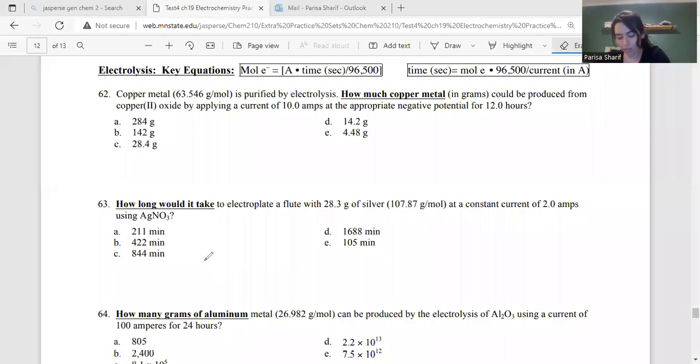Hey guys, so we're going to be doing some electrolysis problems. So let's start with the one up here. It says copper metal is purified by electrolysis. How much metal in grams could be produced from copper oxide by applying current of 10 amps at the appropriate negative potential for 12 hours?